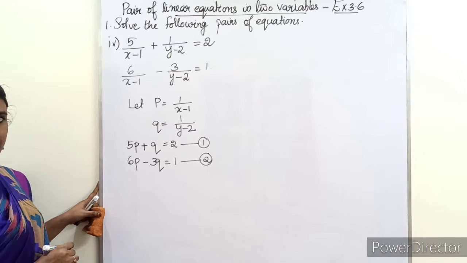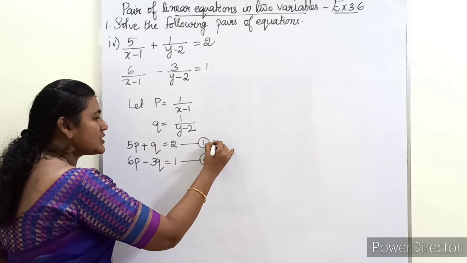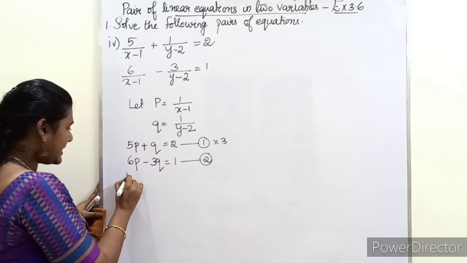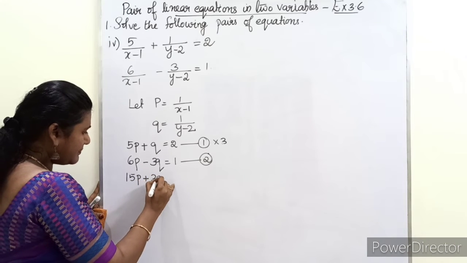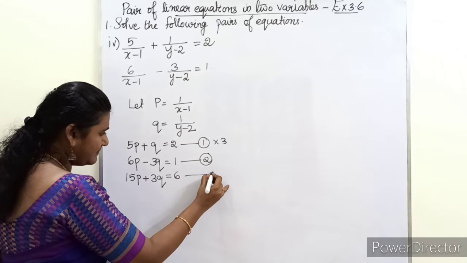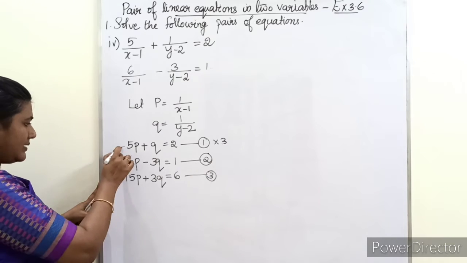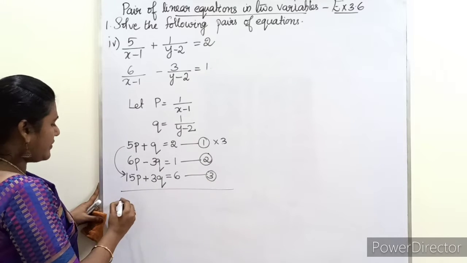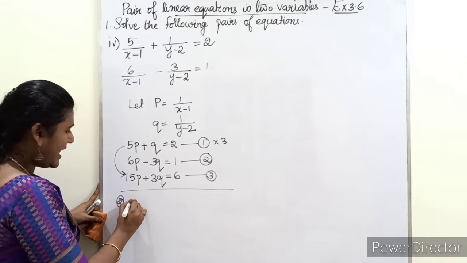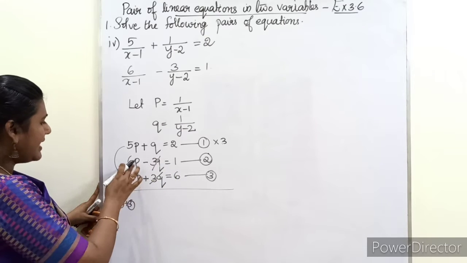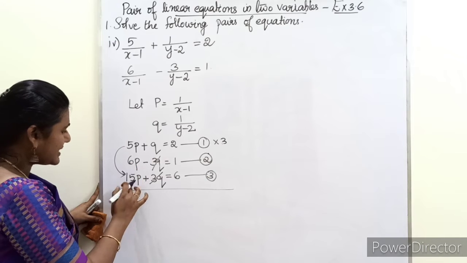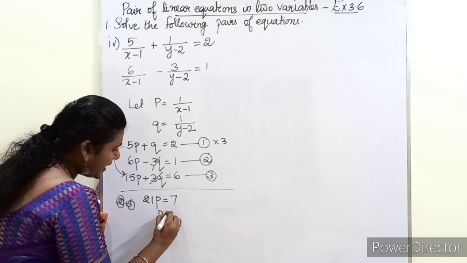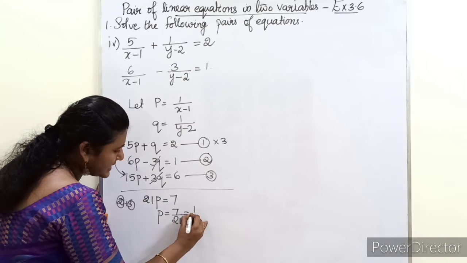Now we will do elimination. I am going to multiply the first equation by 3 so that we get the coefficient of q the same. So first equation into 3, that is 15p plus 3q is equal to 6. This is our third equation. Now we will add equations 2 and 3 so that the q term will get cancelled and we add the remaining. So 6 plus 15 is 21p is equal to 1 plus 6, which is 7. So p is equal to 7 by 21, which is 1 by 3.